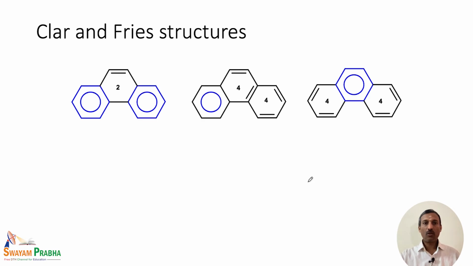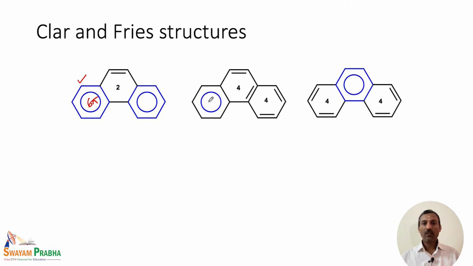So if we look at the Clar and Fries structures, the Clar structure is drawn when the 6 pi electron rings are separated by at least one ring not having 6 pi electrons. That is how we say these are Clar structures. We can draw various Clar structures for phenanthrene, but this is considered the most stable structure according to Clar's rule. That means in this particular ring we have two 6 pi electron systems, which is much more stable compared to the other two Clar structures, because this is also a Clar structure.